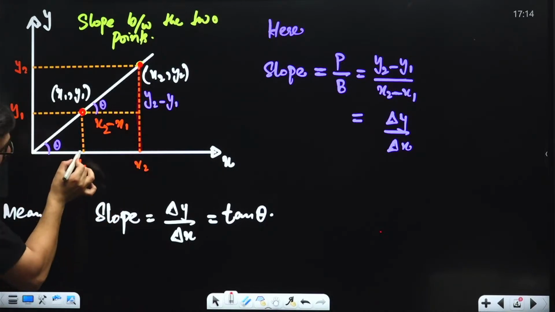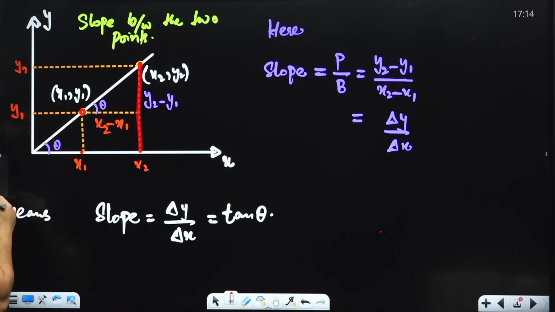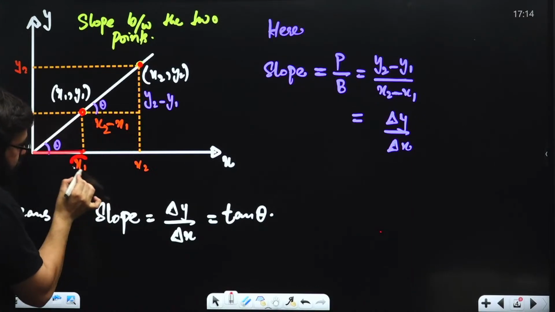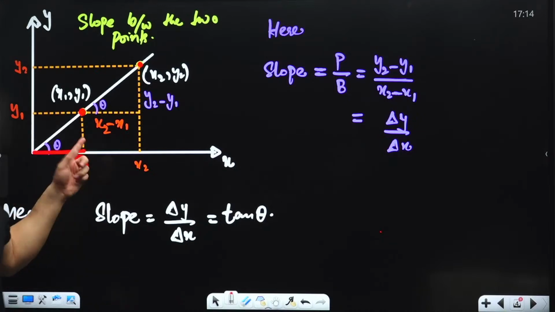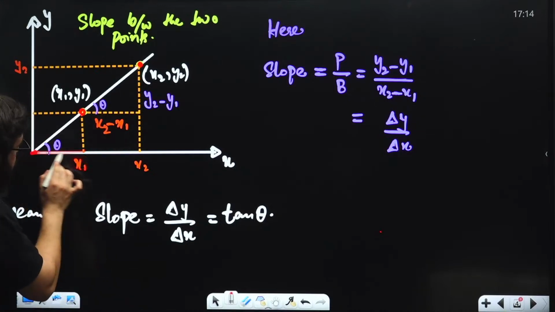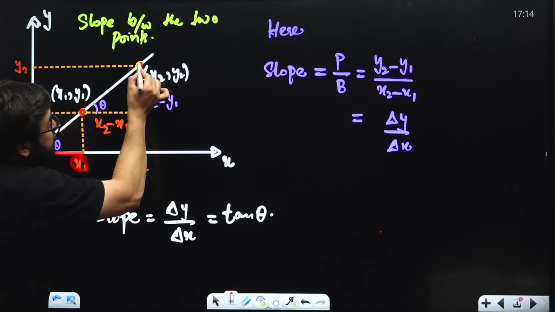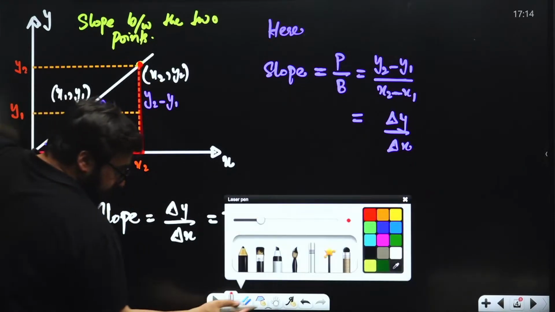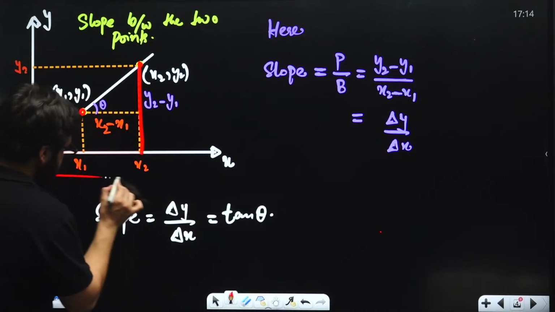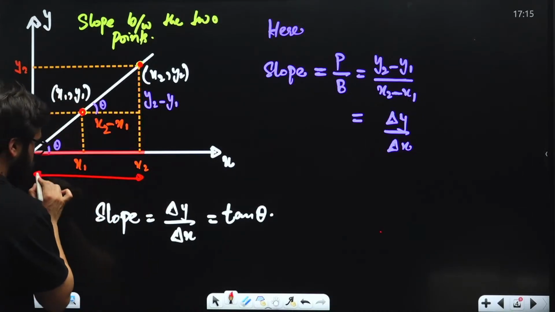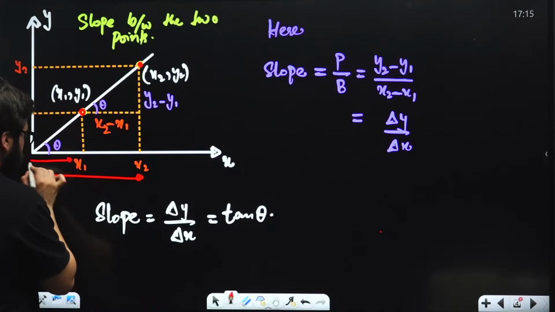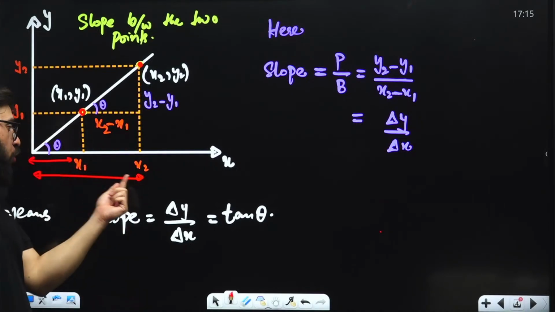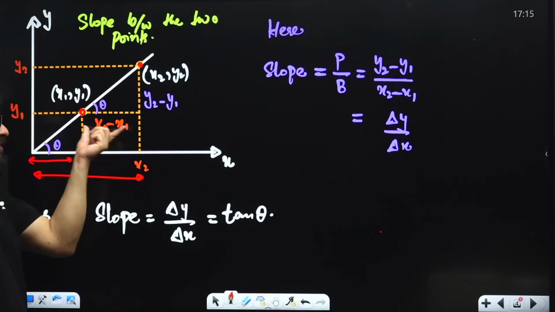My dear friends, listen to me very carefully. This point is at x1 distance from the origin. And this point is at x2 distance from the origin. Means this distance over here is x2 and this distance over here is x1. Can you please tell me what will be this distance, sir? Whole minus this, so this will be x2 minus x1.